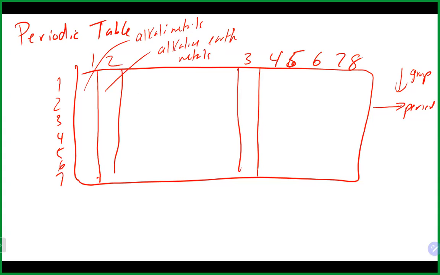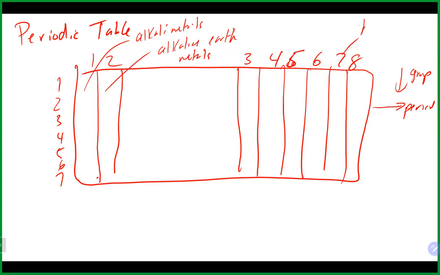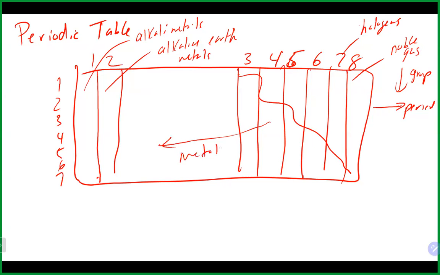We have group 7, which is our halogens. We have group 8, which is our noble gases. We have a staircase that kind of comes down this way. To the left of the staircase are metals. Above the staircase and to the right there are non-metals. And the staircase itself, which works its way down, are sometimes referred to as metalloids.